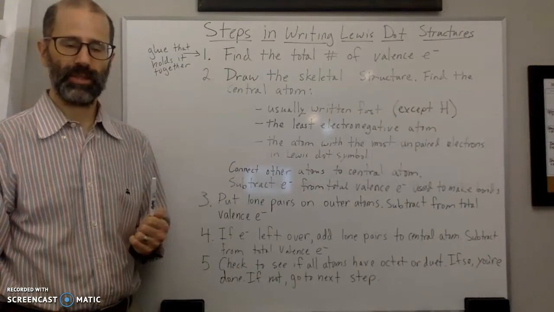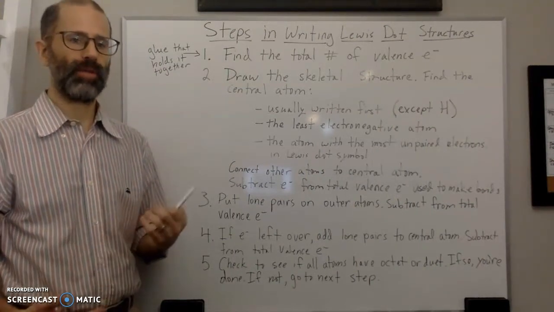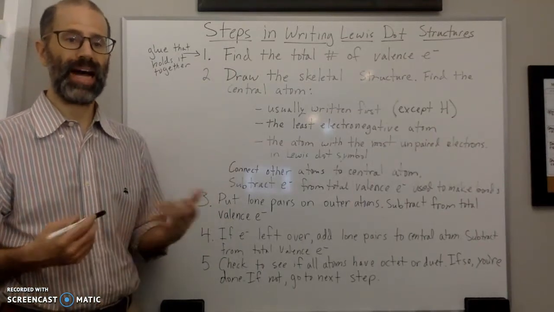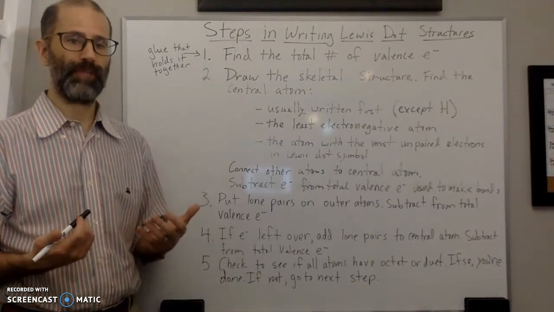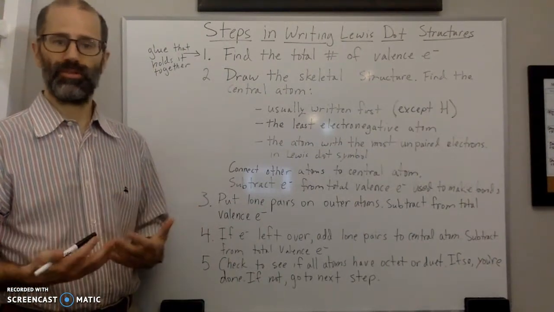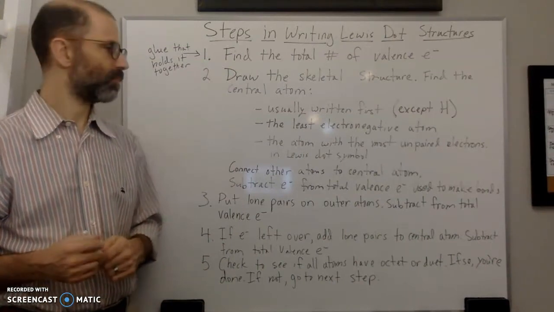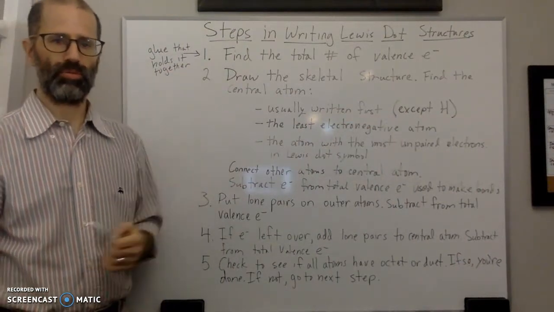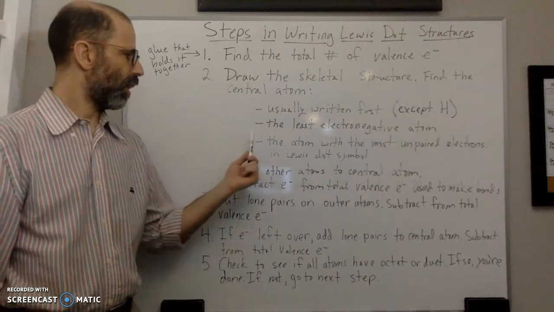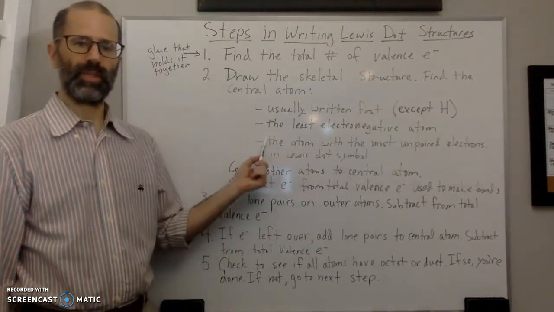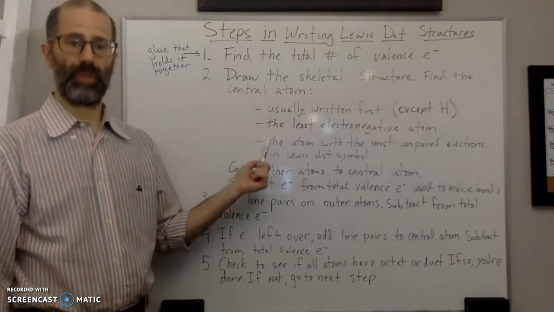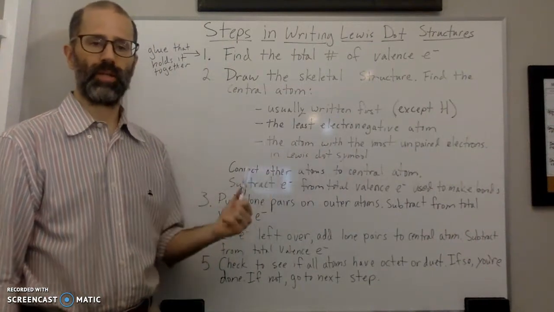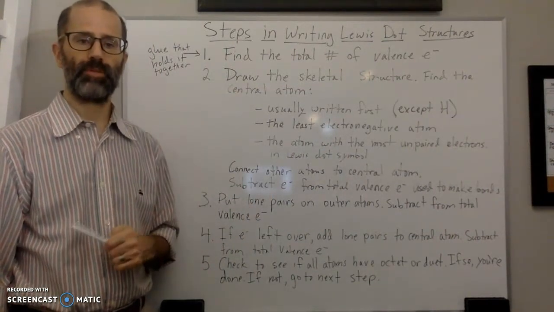Hydrogen is never going to be the central atom, because the hallmark of a central atom is it needs to bond multiple times, because all the other atoms are bonded to it. Hydrogen only bonds once, so it's not going to be a very good central atom. So ignore hydrogen. There are other atoms that aren't going to be central atoms either, but we'll get to that when we do some examples. It's the least electronegative atom. So the least electronegative atom is usually the first one written, right? Again, not always. But the least electronegative atom is the one that's going to be your central atom, usually.